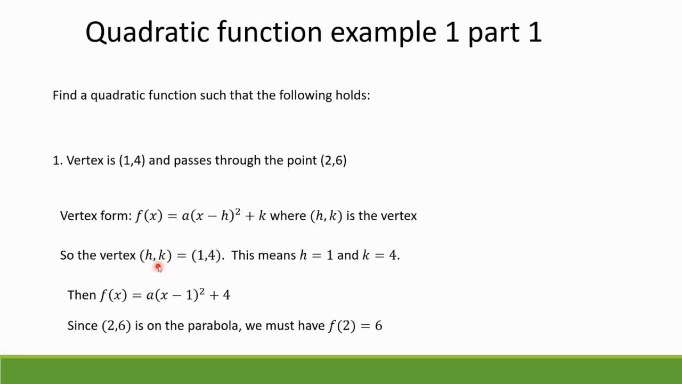So HK is the vertex, so HK must equal 1, 4. And when 2 points are equal, corresponding coordinates are equal. So their x coordinates, h and 1, are equal. And k and 4 are also equal, as you can see. All right. So that tells us right away that f of x looks like this, a times x minus 1 squared plus 4.